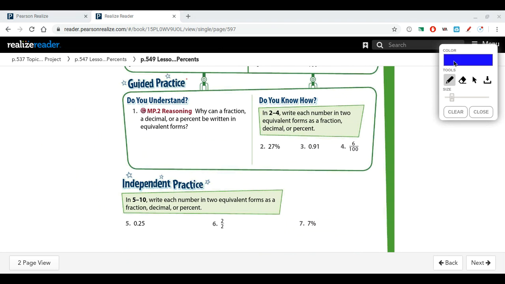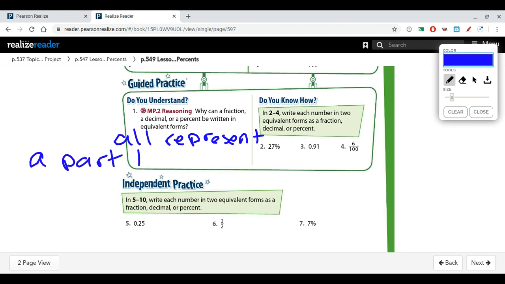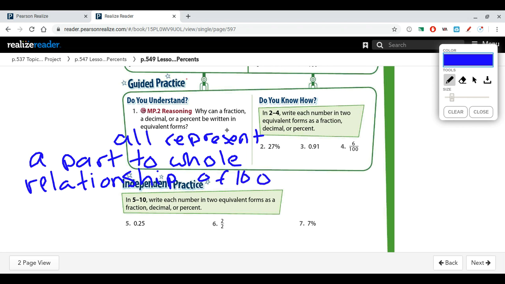It says, number 1, why can a fraction, a decimal, and a percent be written in equivalent forms? Well, the reason that they can be written in equivalent forms is they all represent a part to whole relationship. And in this case, they're all representing a part to whole relationship of 100. So that's why I can write them in the 3 different forms.